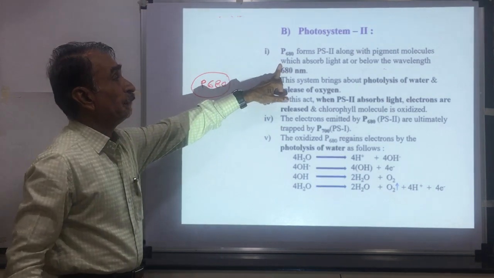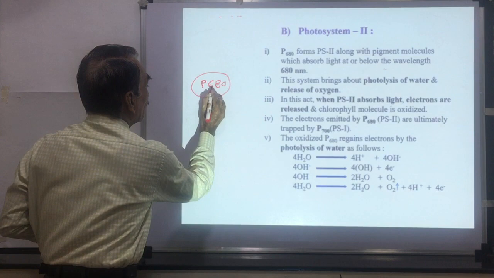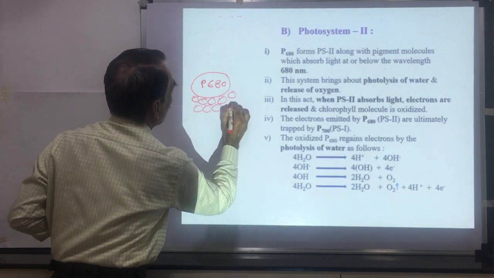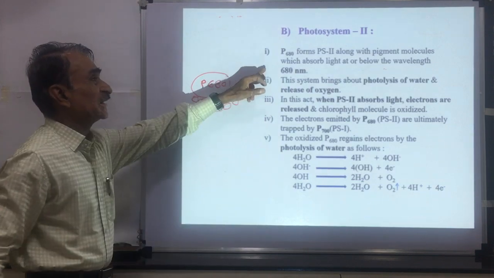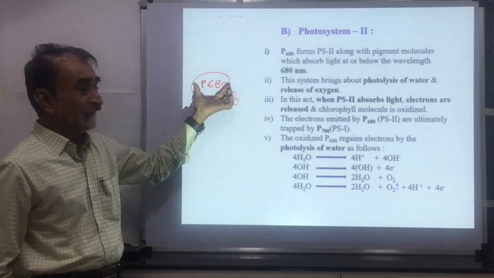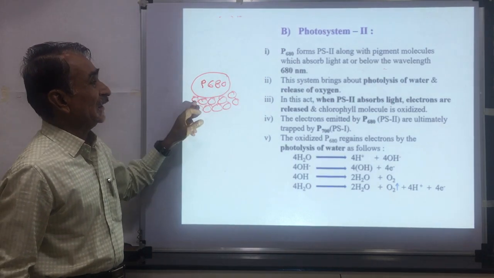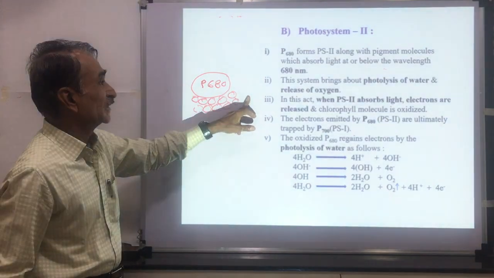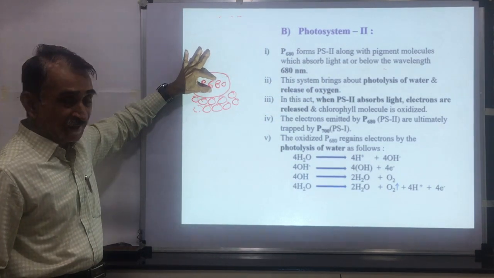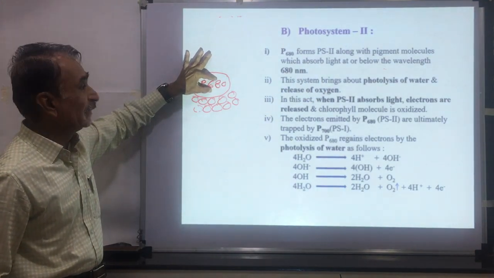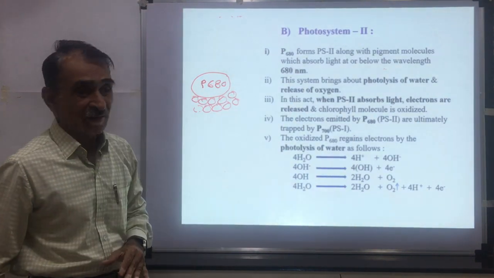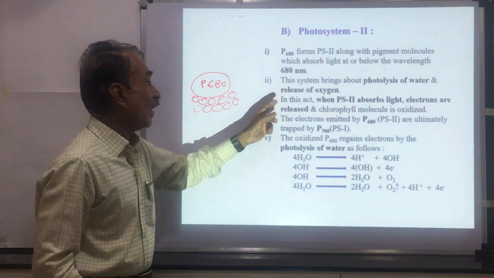Along with the pigment molecules, these are the accessory pigments. P680 forms photosystem second along with the accessory pigments and other pigment molecules which absorb light at 680 or below 680. This system brings about photolysis of water and release of oxygen.